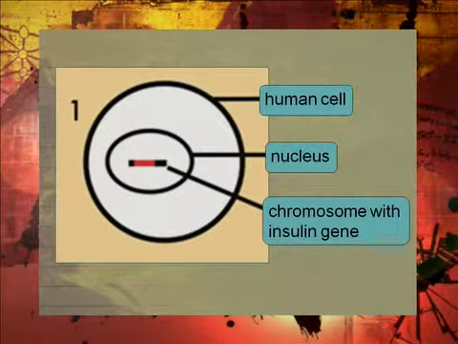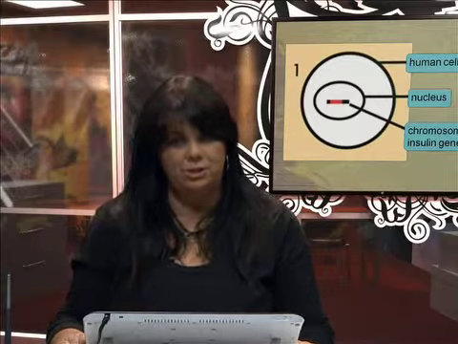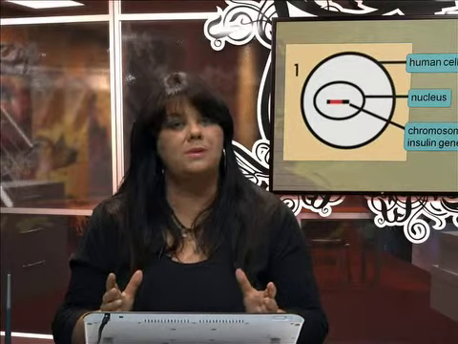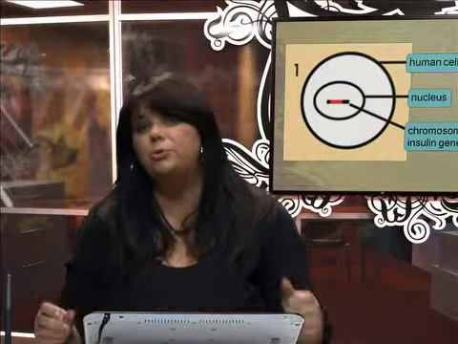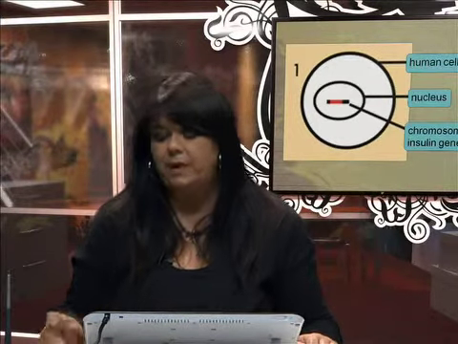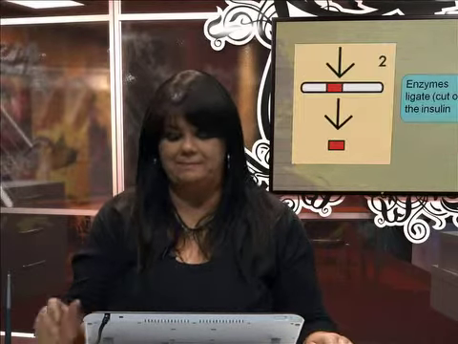The first step in the process is to recognize that we have a human cell that has got a nucleus and a chromosome that has that insulin gene. And it's the correct insulin gene. It's a normal, healthy insulin gene. Remembering, of course, that the diabetic hasn't got the facility to produce that insulin. So we need to make insulin from a normal, healthy cell.